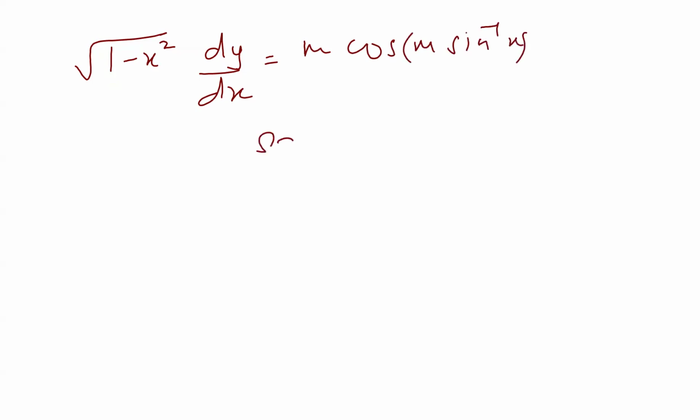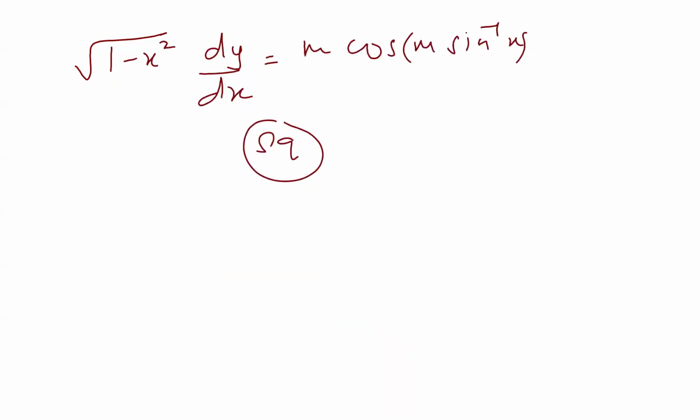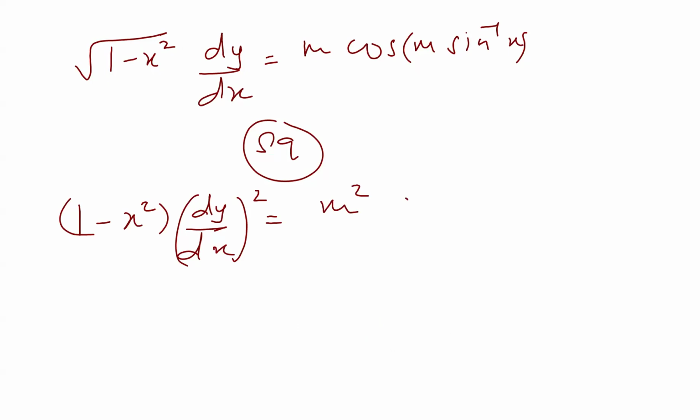Okay, squaring both the sides, because if you take a look at the proof, in the proof on the left hand side we require this term. So we don't require a root over here. So after squaring, what we will get is 1 minus x square dy by dx the whole square is equal to m square cos square m sin inverse x.